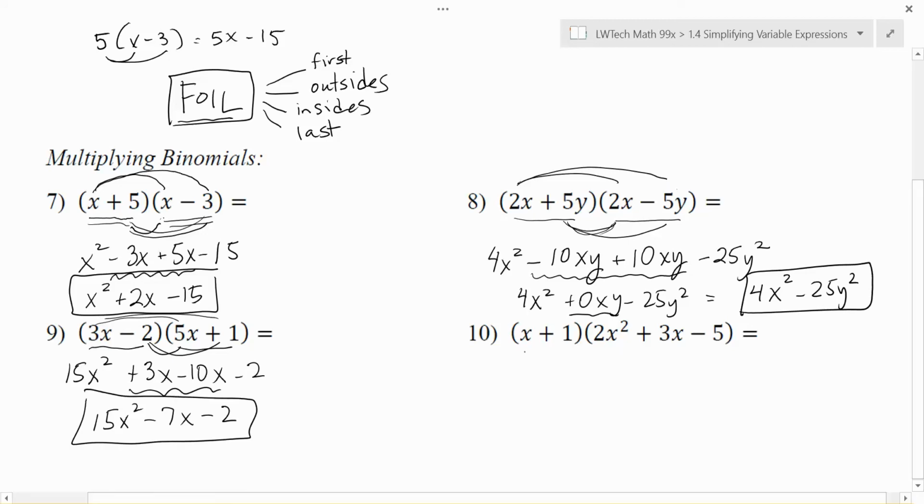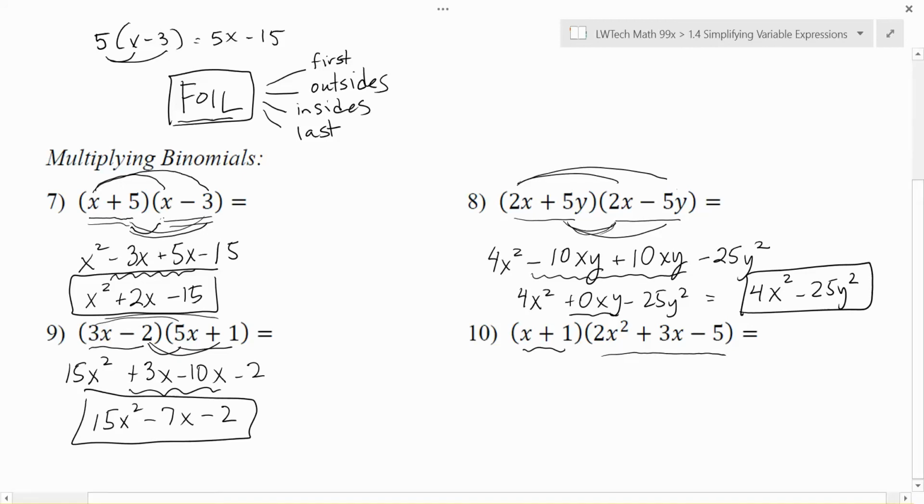For the last one, I have x plus 1 as a group, and this is being multiplied by 2x squared plus 3x minus 5. Now keep in mind, we're not multiplying binomials this time. We have a binomial times what we call a trinomial, because it has 3 terms. But regardless, the process and thinking that we do is exactly the same.